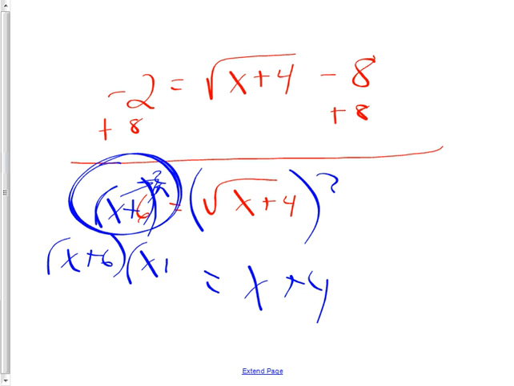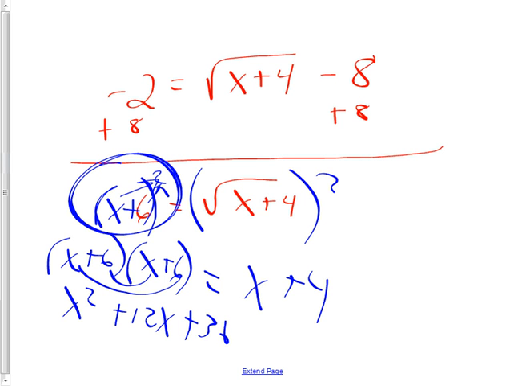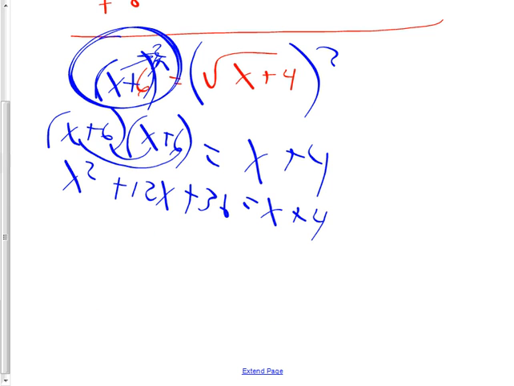Even though I'm telling you right now, there'll be like, I don't know, 7 of you that are going to do that. You have to FOIL it out. You can say x squared, outside 6x, inside 6x makes a total of 12x, and last 36 equals x plus 4. And this, man, have I said this a million times, you got to know how to solve quadratics.